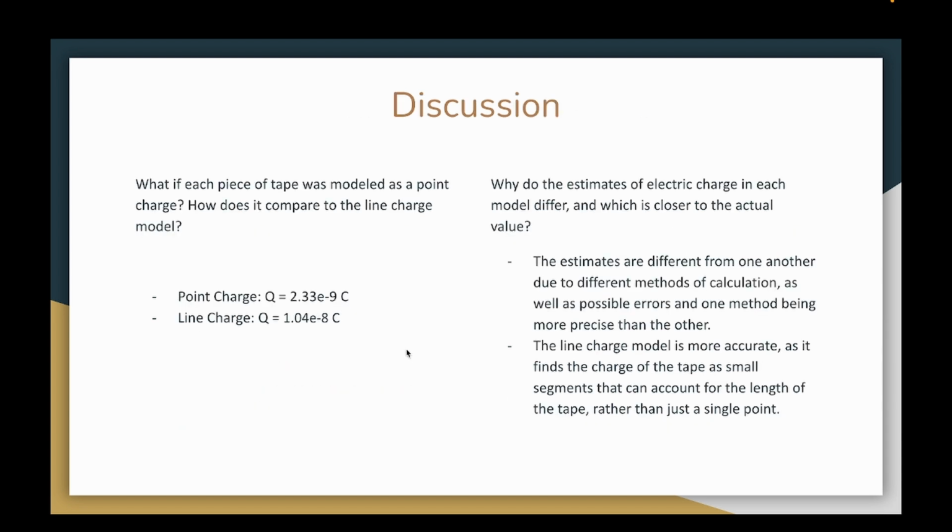So, quick discussion. What if each piece of tape was modeled as a point charge, and how does this compare to the line charge model? Well, here are the two right here, and you can make that comparison. The line charge is a much bigger number. Why do the estimates of electric charge in each model differ, and which is closer to the actual value? Well, they're different from one another because different methods of calculation were used, as well as possible errors adding up. One method, the line charge method, is more precise than the other, the point charge method. That is why the line charge model is more accurate, as it finds the charge of the tape as small segments that can account for the length of the tape rather than just a single point on the tape.